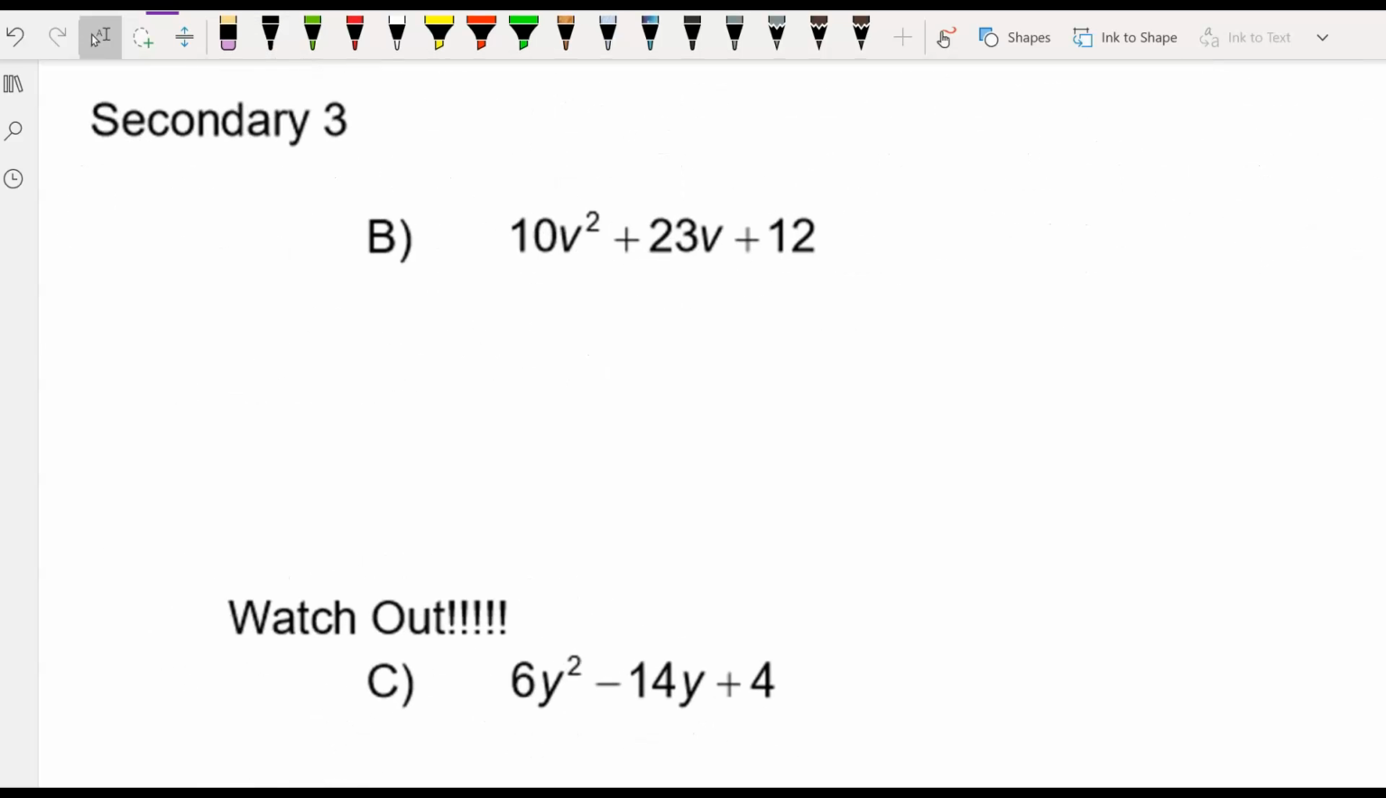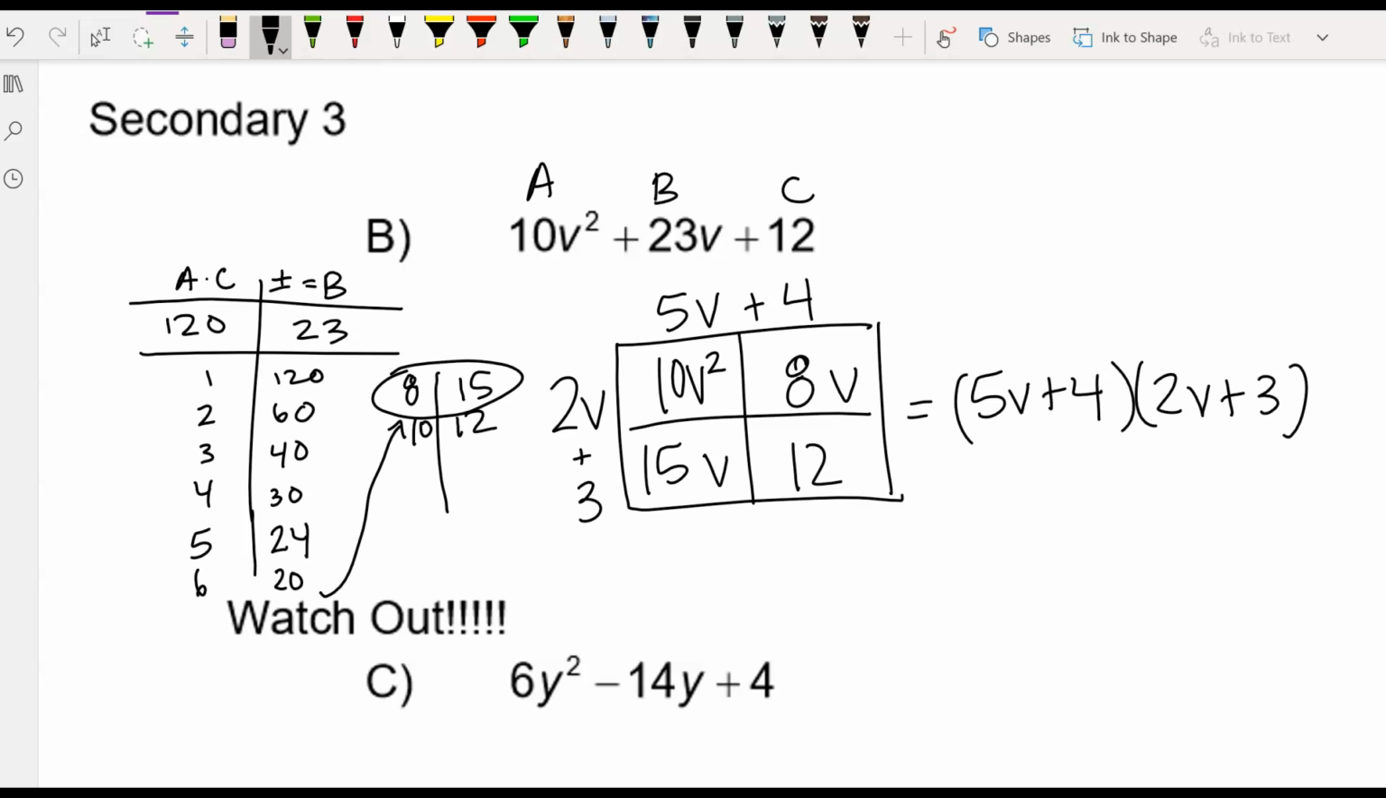All right, go ahead and try the next one. So go ahead and pause and come back and check your answer. So you should have gotten 5v plus 4 and 2v plus 3. So on this one, you had to split up the 10 to be 5 and 2. So be careful with that when you're factoring. If you can't pull out the whole number, see if you can split it up between what they have in common. So 2 times 5, that makes that 10.